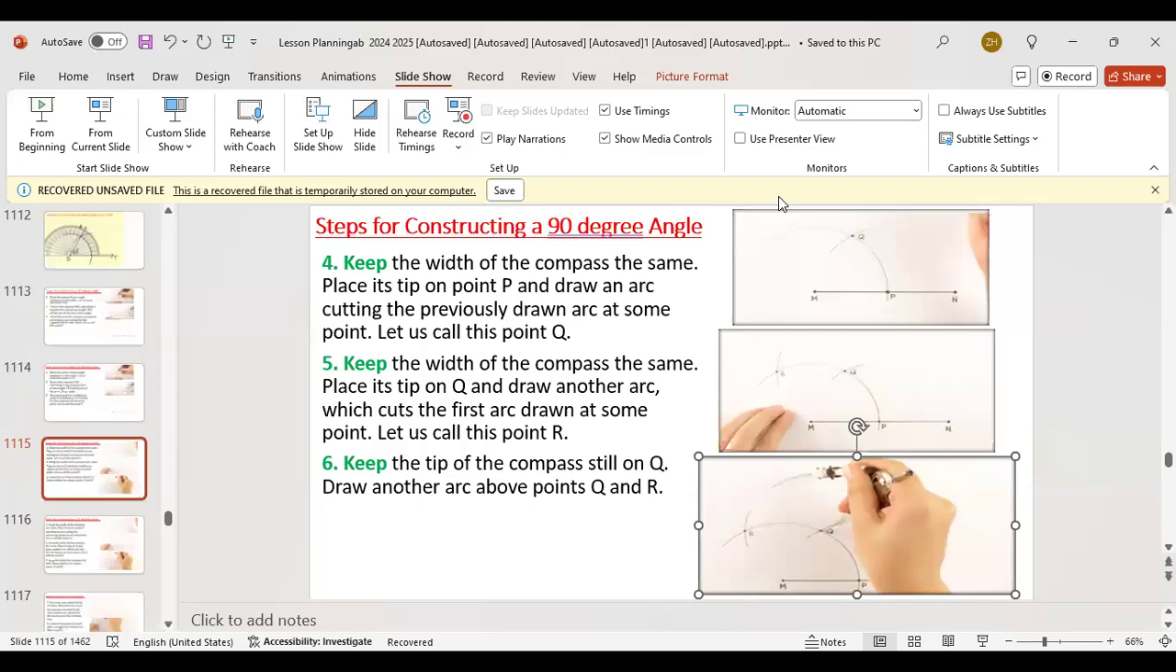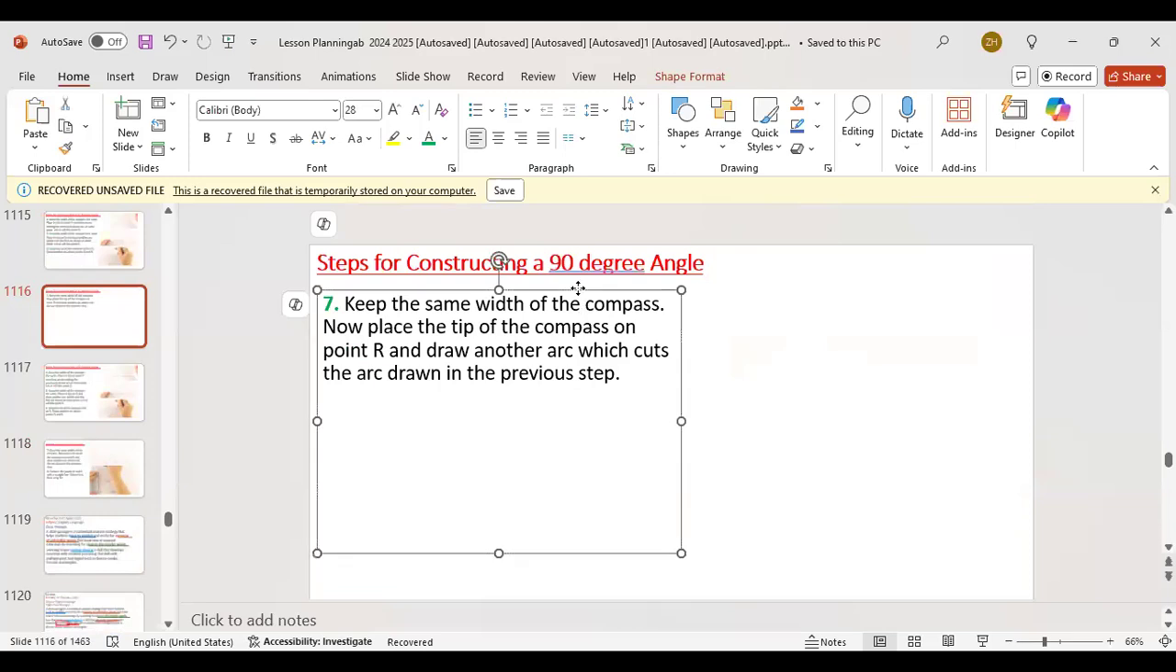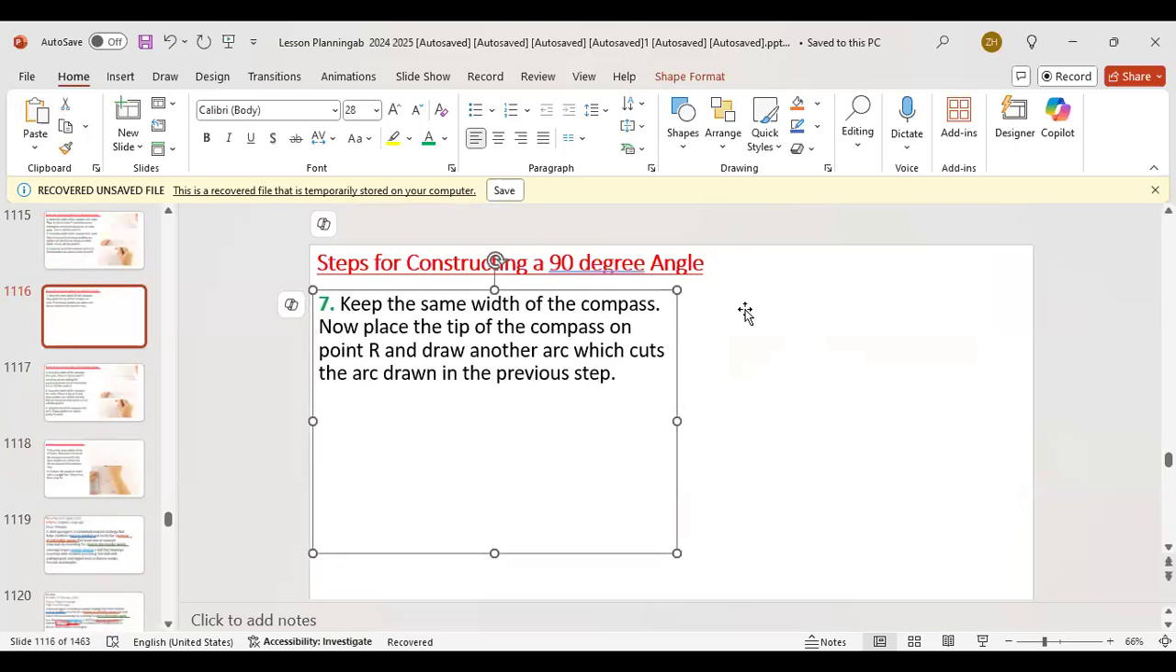2 more steps. So what do we do? Let's call this... All right, so keep the same width of the compass. Now place the tip of the compass on point R and draw another arc which cuts the arc drawn in the previous step. So what does that mean? That means that, remember the arc we had in the previous step? Remember the arc that was by itself all lonely?